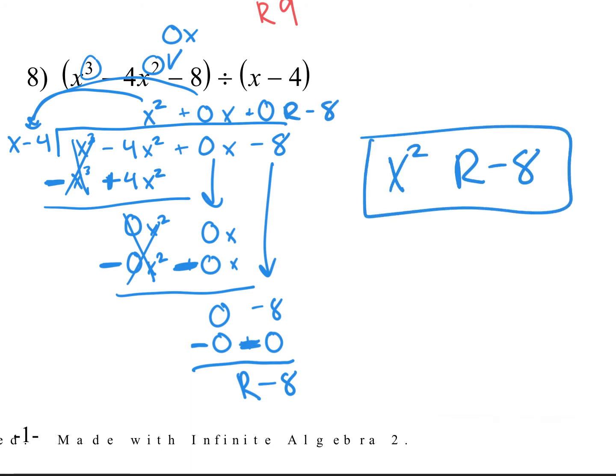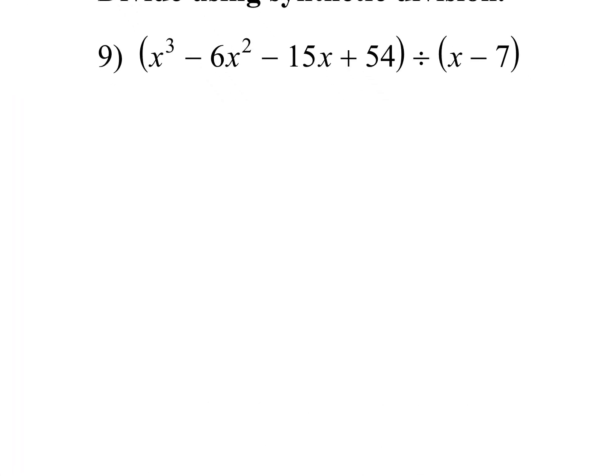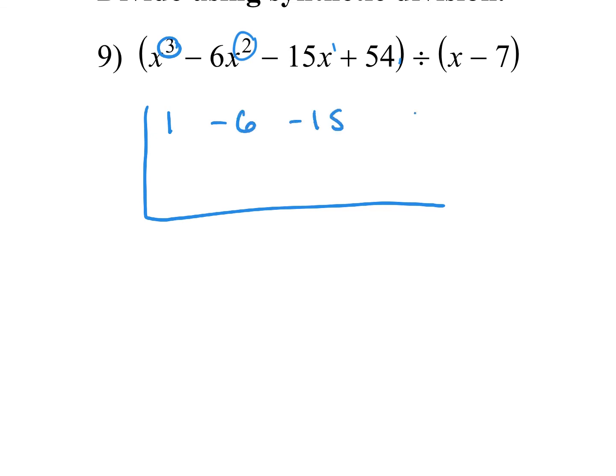So you don't put the zeros in your answer. All right, let's take a look at number 9. Just like before, we always have to make sure we have all of our terms there. So I have x to the third power, second power, first power, and no power. So we're good. What goes inside the box? 1, -6, -15, and 54. Perfect. Since this x to the third power didn't have a number, remember it's 1x to the third power, so put a 1 in the box.